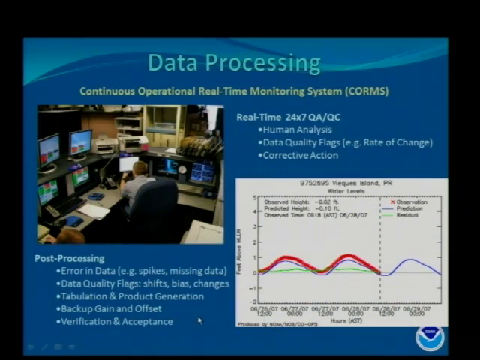We actually have, I say we because NGS is part of NOAA, CO-OPS, which is the Center for Operational Oceanographic Products and Services, are a sister agency of ours. And the water level data that we collect are processed, observed, checked for outliers, cleaned, and tidal datums are computed from the data that are recorded at these tide gauges.